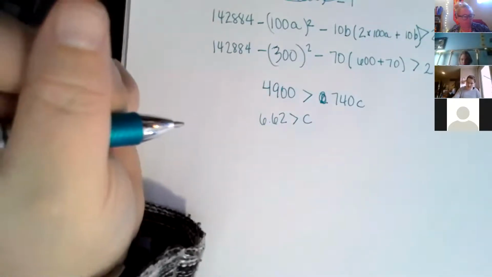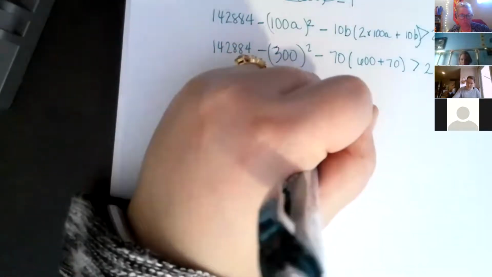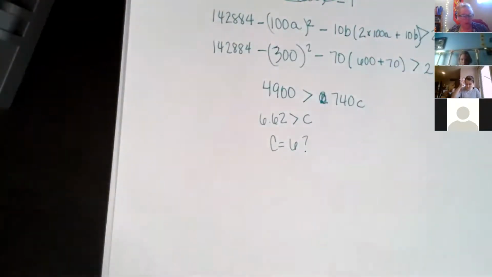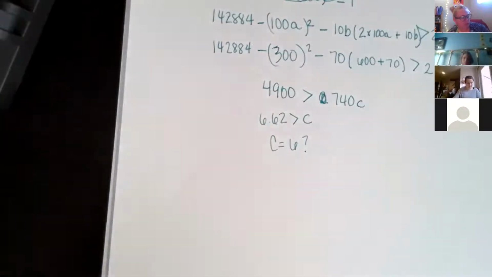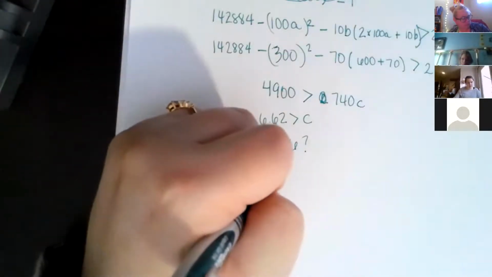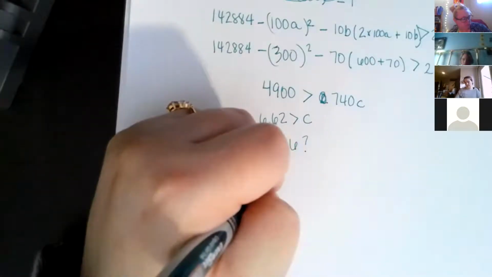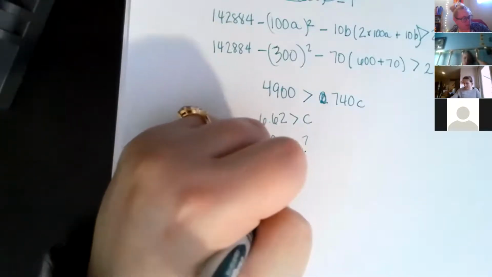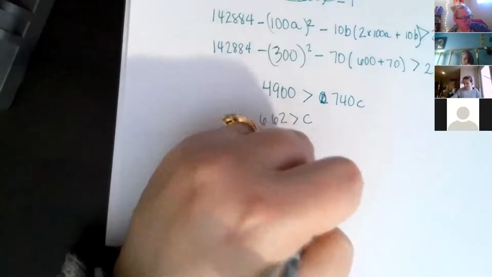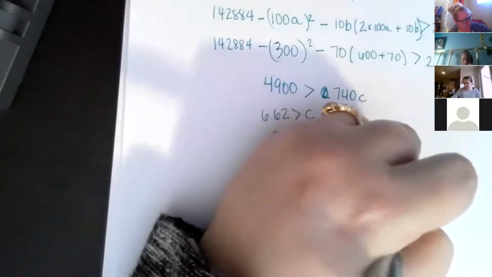Okay, so I got C to be 6. That gives us 740 times 6, which gives us 4,440. Okay. So 376 should be our answer.